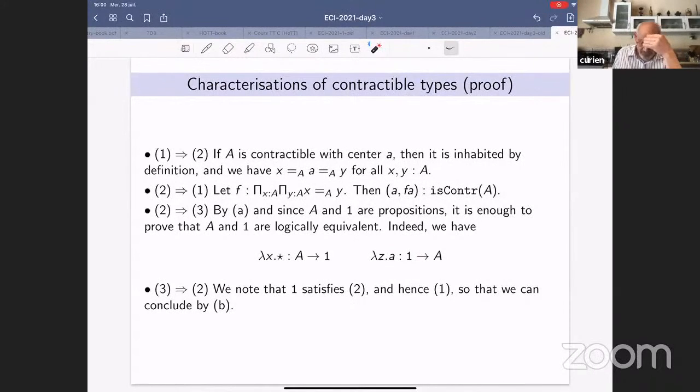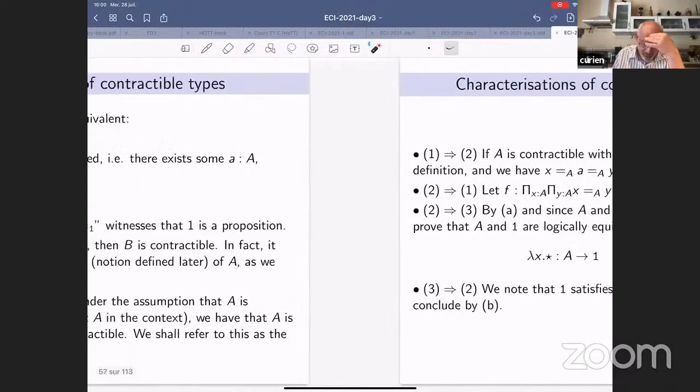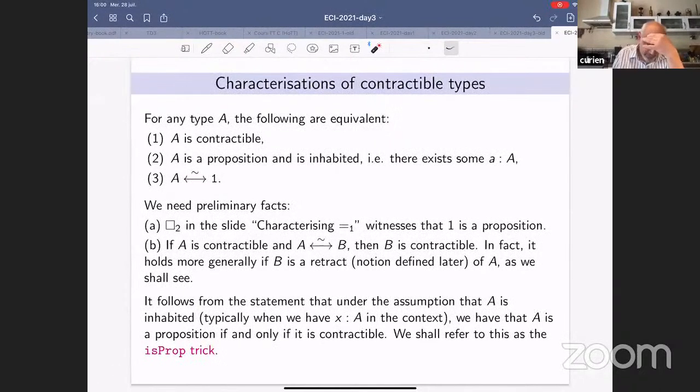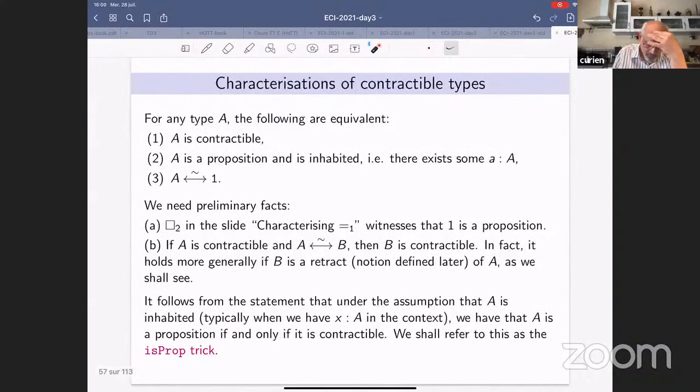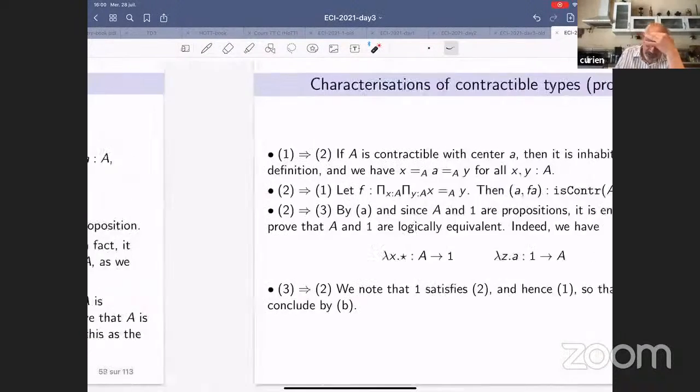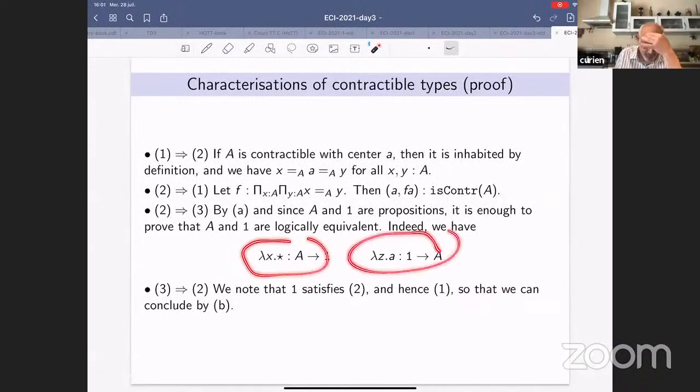And it's easy, I don't have to do anything else. Why? Because this shows that they are logically equivalent. But they are both propositions, because we already know that, yes, we are doing 2 implies 3. So we already know that A is a proposition. We know that 1 is a proposition. So these 2 are propositions. In order to show that they are equivalent, we just need to show that they are logically equivalent. And this is done trivially here.